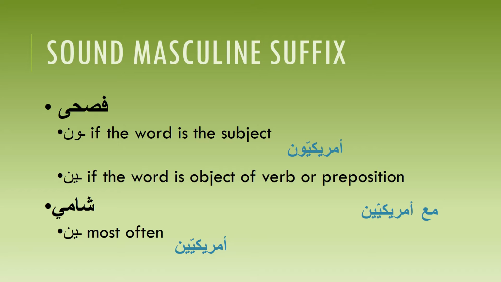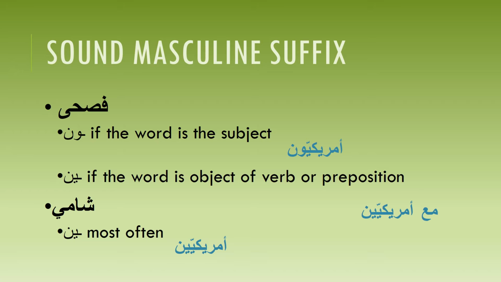The masculine human plurals get an "een" or an "un" suffix in fusha. "Un" if it's the subject, the idea of a sentence or a clause, and "een" if it's an object, what the action is happening to, or if it follows a preposition. This would be "amrikiyun" to refer to Americans, or "ma amrikiyin" if you are referring to doing something with Americans.